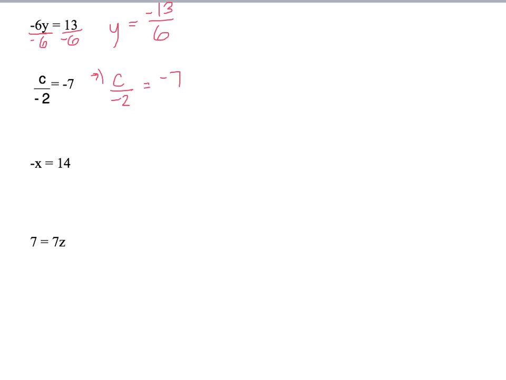So if we multiply this side by negative 2, or negative 2 over 1, and this side by negative 2, you would get negative 2c over negative 2, these would cancel out to give you just c, is equal to negative 7 times 2. So 7 times 2 is 14, and since there are two negative signs, then it's equal to a positive number. So we have c equals 14.